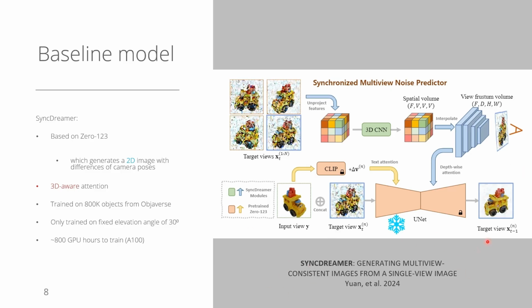To combat these multi-view inconsistency issues, SyncDreamer uses a 3D CNN to get a spatial volume and feature map, and then uses this 3D-aware depth-wise attention to condition the diffusion model denoiser. They train on 800,000 objects of Objaverse and 800 GPU hours, which is massive. And as I said, they fix the elevation angle of all the target and input images to 30 degrees to be more consistent. This delta V that we see is the difference in angles between the target and input images that they feed to the UNet, and the UNet has been frozen because it's not trainable.